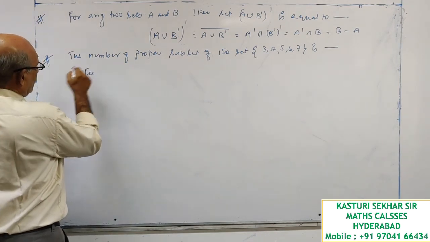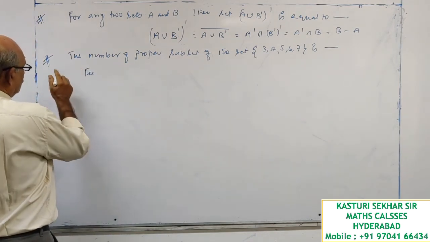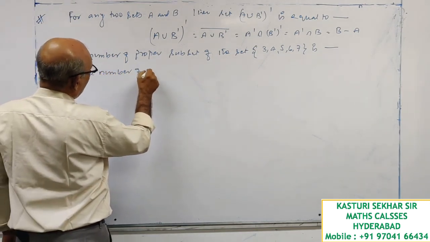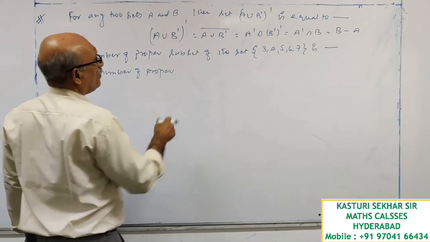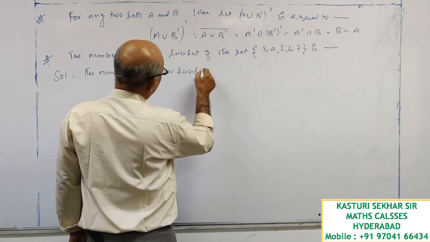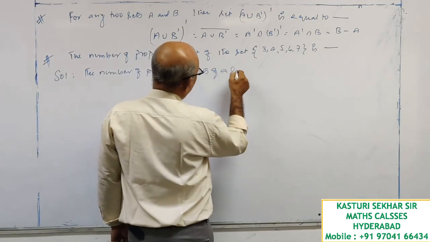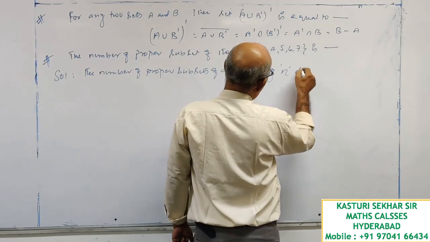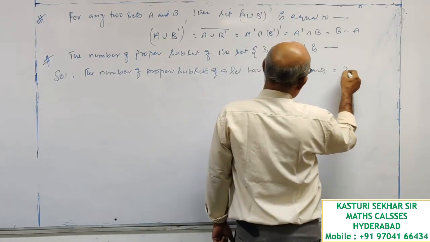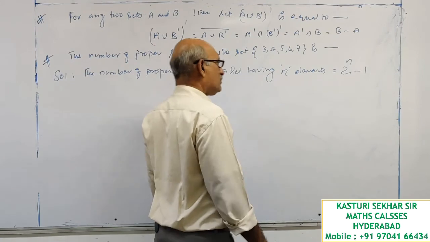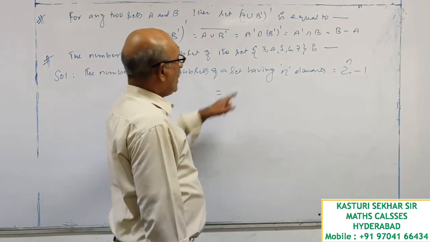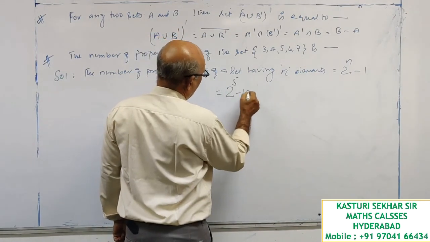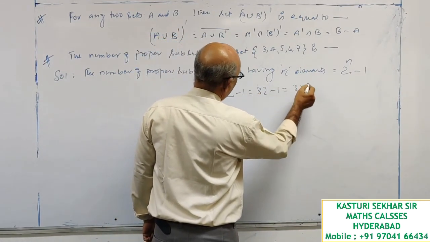Now sir, solution. The number of proper subsets of a set having n elements is equal to 2 power n minus 1. So how many elements does this set have? 5 elements. So this is 2 power 5 minus 1, 32 minus 1, 30. Okay sir.